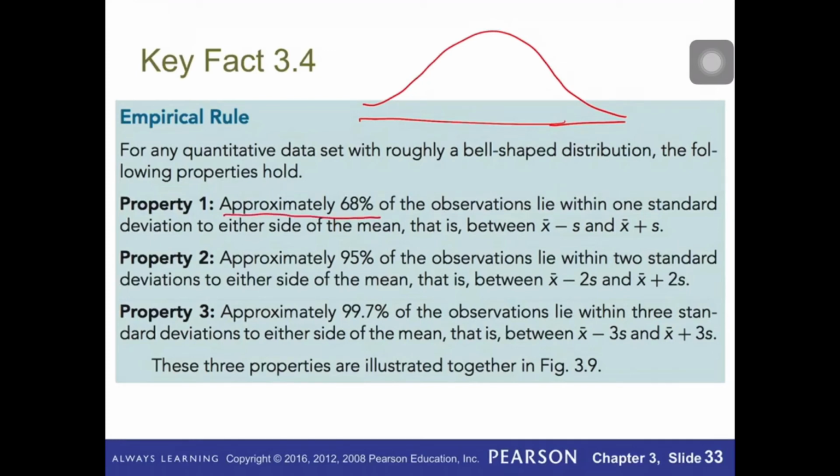Property 1: approximately 68% of observations lie within one standard deviation. What is one standard deviation? x bar plus s or x bar minus s. This is what we call one standard deviation. So there are 68%. Property 2 says approximately 95% of the observations lie within 2 standard deviations. Within 3 standard deviations we will have 99.7%, which means almost all.